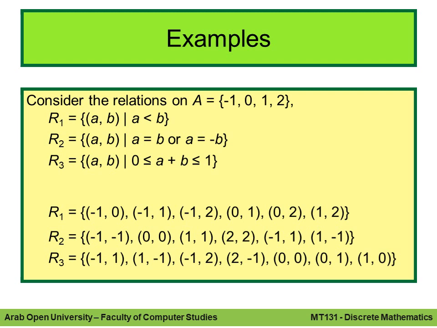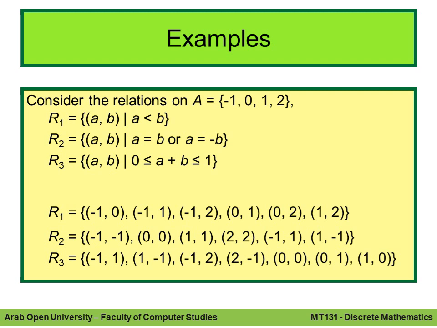The second relation, A is related to B, or (A, B) is in the relation, if one of the conditions holds: either A is equal to B, or A is equal to -B. For example, R2 might include (-1, -1), (0, 0), (1, 1), (2, 2). In these ordered pairs, A is equal to B. The second condition, A is equal to -B, is satisfied with (-1, 1) and (1, -1). These are all the ordered pairs in R2.